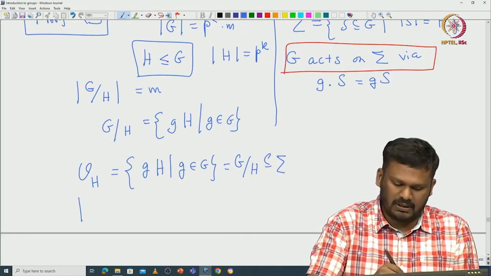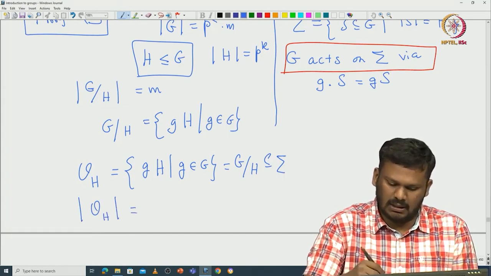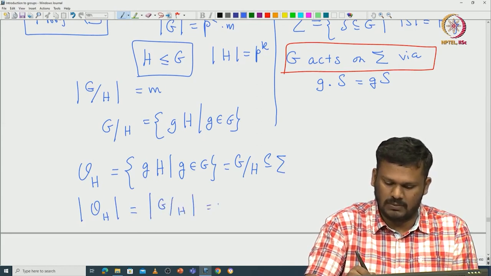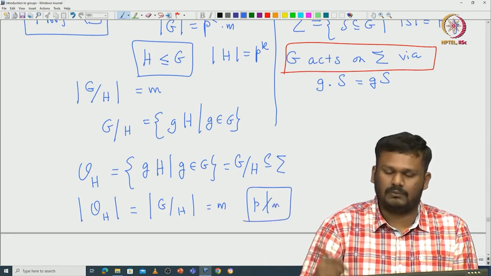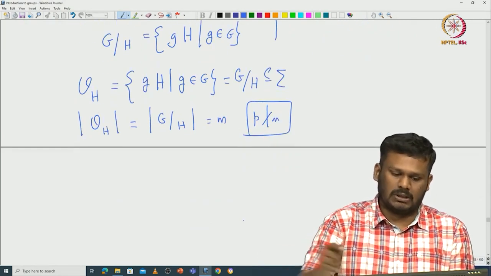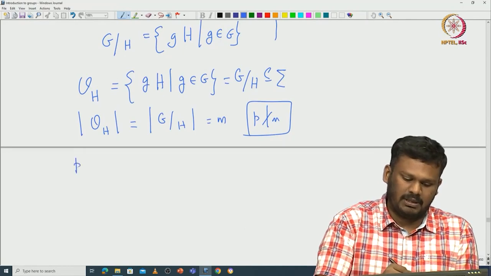But what is the property of this orbit? The cardinality of the orbit is exactly the cardinality of G mod H, which is going to be m. Note that p does not divide m. So that is the property. If you look at this orbit, you can see that p is not dividing the cardinality of this orbit.